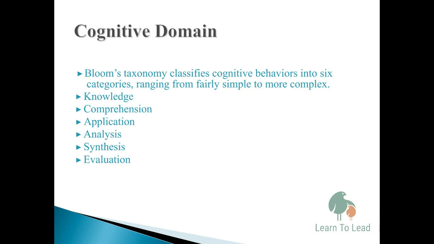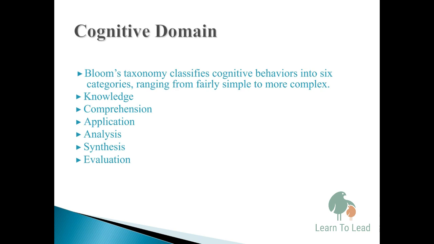Bloom's taxonomy. Bloom's taxonomy is a framework for classifying cognitive behaviors. It was developed by Benjamin Bloom and his colleagues in the 1950s, and it has been used by educators ever since. Bloom's taxonomy divides cognitive behaviors into 6 categories, ranging from fairly simple to more complex. These categories are knowledge. This is the lowest level of cognitive behavior, and it involves the recall or recognition of facts. Comprehension. This level involves understanding the meaning of facts.